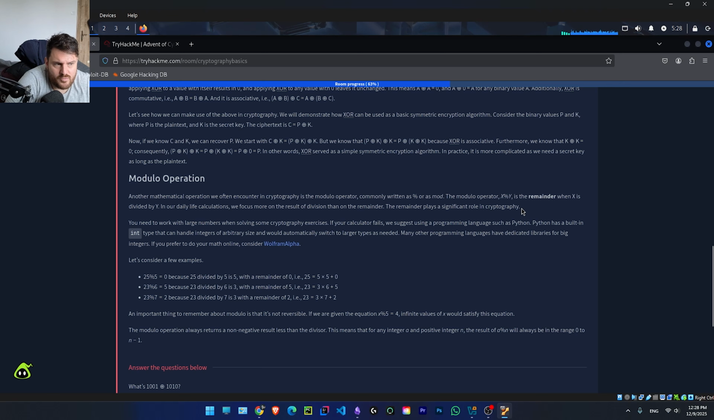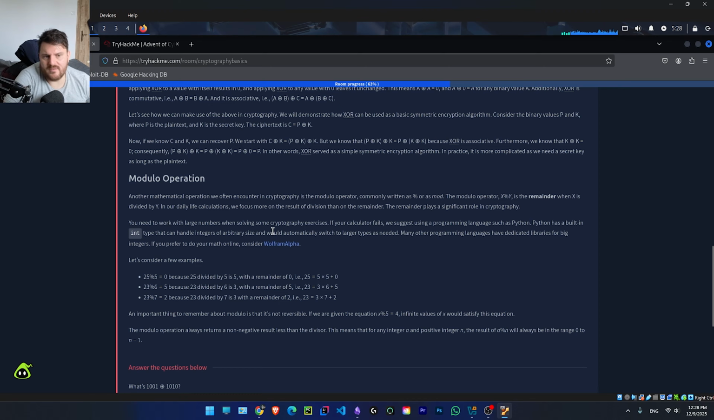So basically, if we divide 3 by 2, we get 1, right? And then it remains 1. The modulo of 3 divided by 2 is 1.